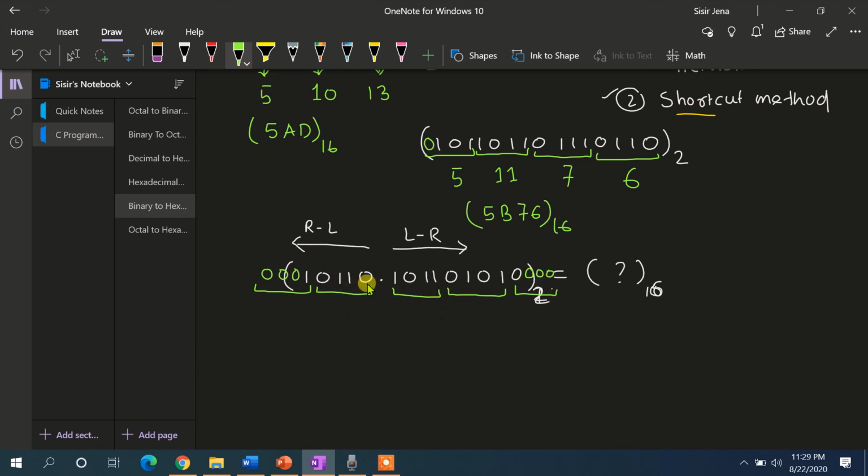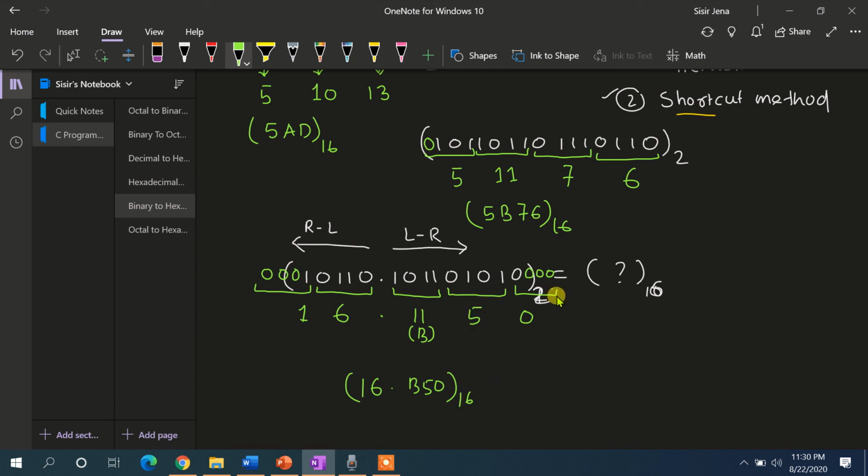So what is the value of this? 1 2 4, that is 6. This is 1. So 16 point. Now this needs to be converted: 1 2 4 8, 8 plus 2 is 10 plus 1, that is 11. This is 1 0 1, that is 5, and this is 0. So 11 becomes B, right? So the answer will be 16.B50 in hexadecimal.